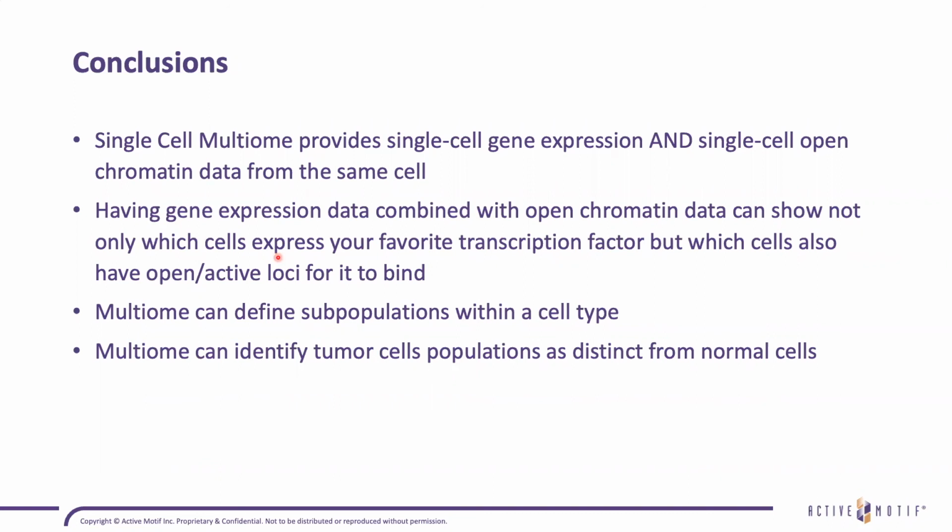So in conclusion, single-cell multiome provides single-cell gene expression and single-cell open chromatin data from the same cell. Having gene expression data combined with open chromatin data can not only show which cells express your favorite transcription factor, but also which cells have the open and active loci for it to bind. Multiome can define subpopulations within a cell type and can also identify tumor cells as distinct from normal cells.